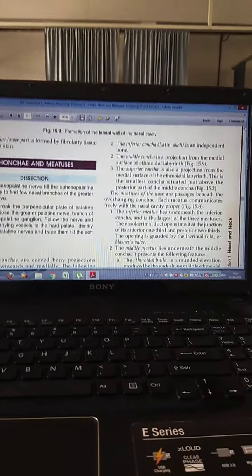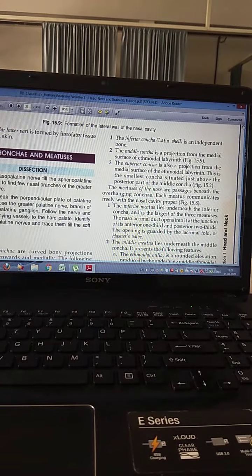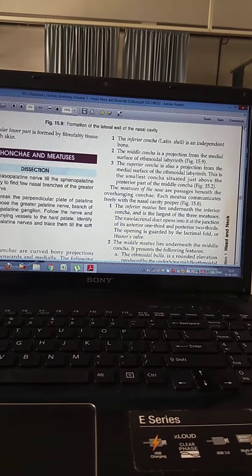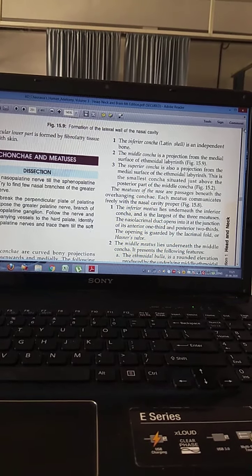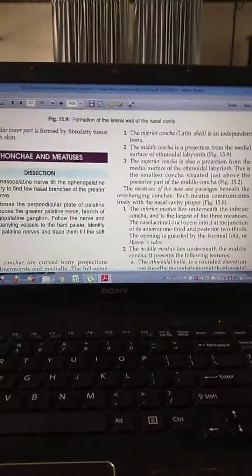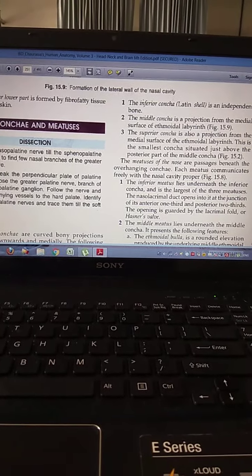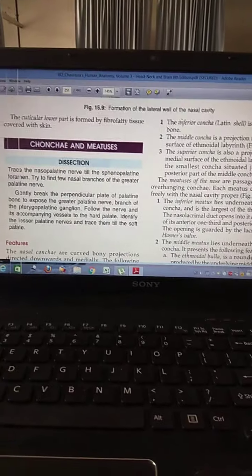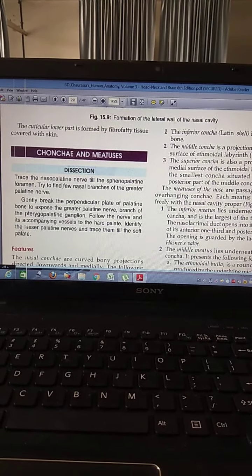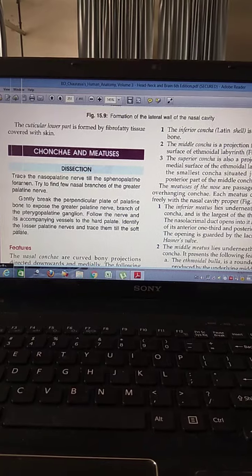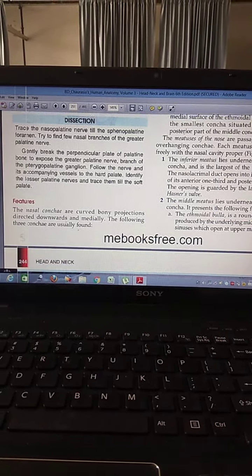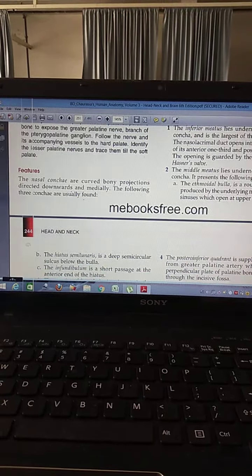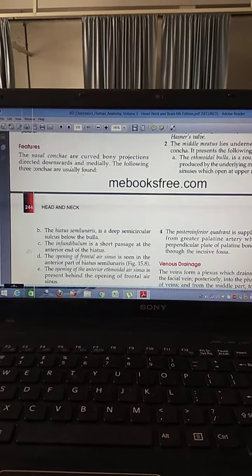The nasolacrimal duct opens into it at the junction of its anterior one-third and posterior two-thirds. The middle meatus lies underneath the middle concha. It presents the following features: the ethmoidal bulla, a rounded elevation produced by the underlying ethmoidal sinus, which opens at the upper margin of the bulla.